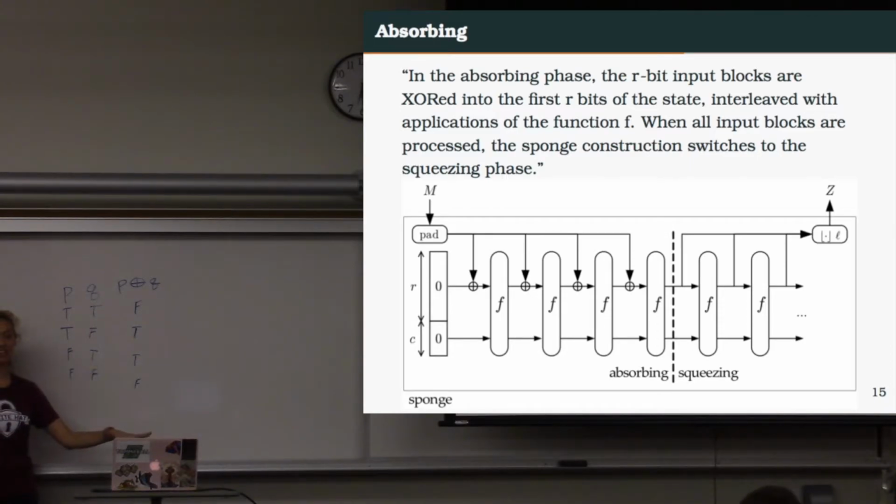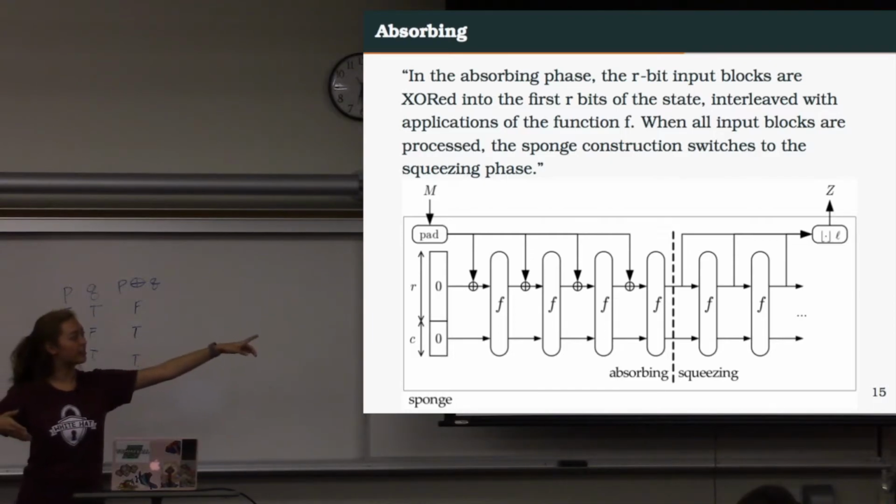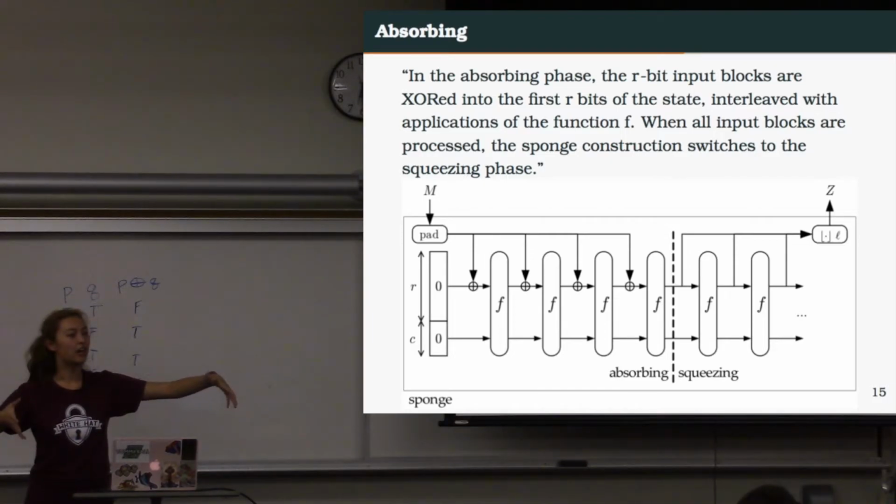Does everyone agree with me that knows what an XOR is? Cool. I just want to make sure. This is what an XOR means. Basically, the same thing can be applied to bits where one is true and zero is false. You take the message of bits and put it in with the R and the C that you're using here, which is the state, and then you XOR them.